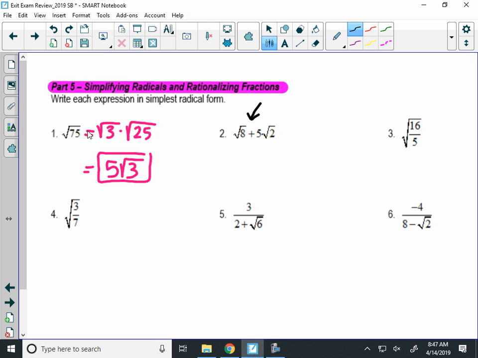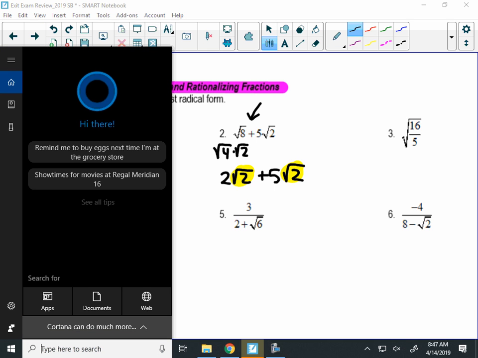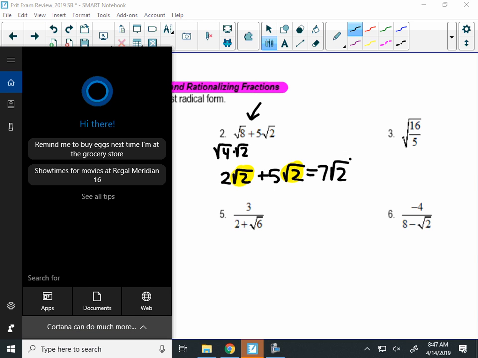But the thing is, I can simplify radical 8. Radical 8 is the same thing as radical 4 times radical 2, which is 2 radical 2. And notice, when I simplify radical 8, now they both have a radical 2, which means that I can add them together by combining their coefficients. 2 plus 5 is 7 radical 2. And that would be your final answer there.